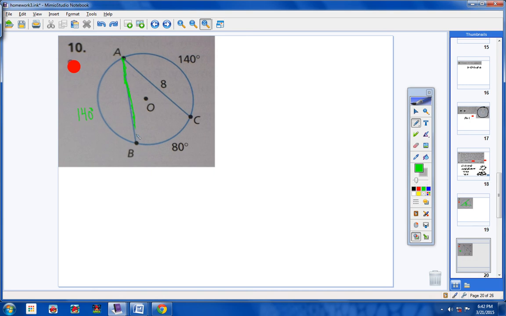Now, we have a theorem that says if two chords intercept congruent arcs within the same circle, then those two chords are congruent. So, I have this arc here is 140, and it's formed by this chord right here. This arc here is 140, and it's formed by this chord here. So when two chords within the same circle intercept the same arcs, then they're congruent. So if the AC is 8, then AB also has to be 8. Alright, moving on to number 11.